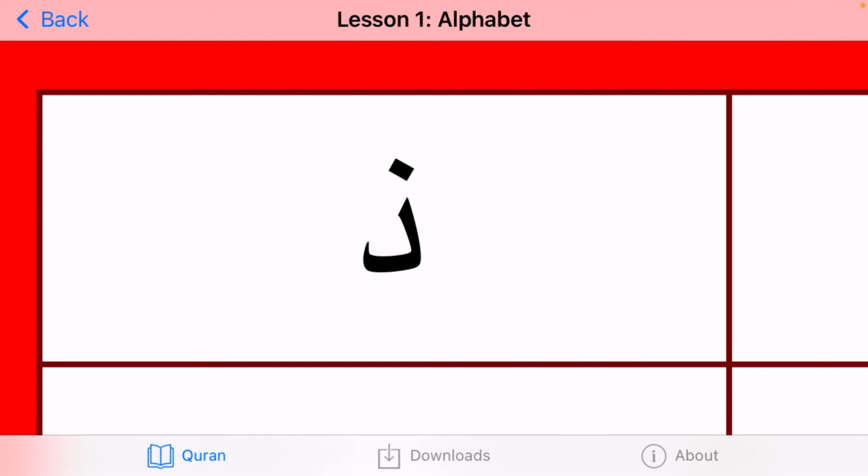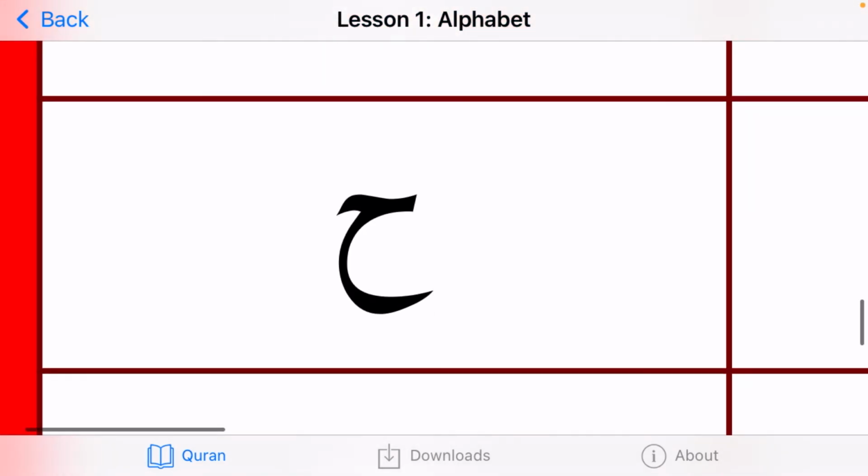The next letter. If you guessed za, then you guessed wrong. It's dhal. Again, the difference between dhal and dal is that dhal has a dot above and dal has no dots. And the difference between za and dhal is that dhal looks like a greater than sign, and za looks like a stretched comma, a longer comma. I'll look at that later as well.